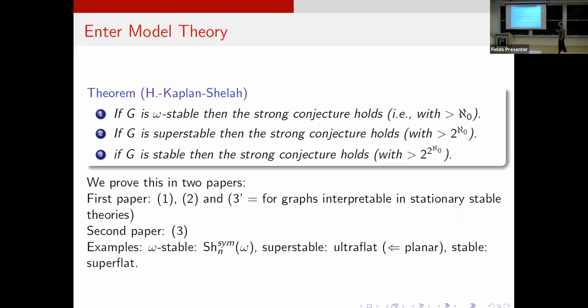Maybe some examples for omega stable, super stable, and stable graphs. For omega stable, the problem with the shift graph is that we had an order, and how do you talk about the order in stable theories? But you can take the symmetric version, in which you don't care about increasing tuples, but only any tuples, and have the same edge relation. That's omega stable. For super stable, it is known that every ultra flat, which I don't remember the definition, but every planar implies it, so any planar graph is super stable. And for stable graphs, we know it for super flat graphs, which again I don't recall the exact definition, but there are plenty of examples of such graphs.